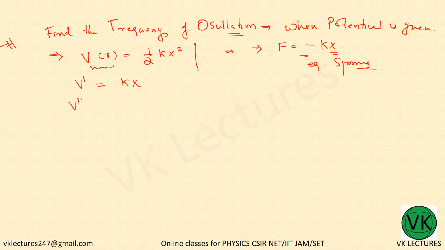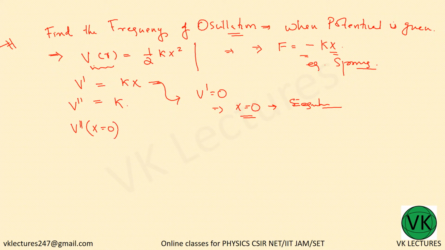Now what is v double dash? Which is nothing but k, right? Now if you put v dash equal to 0, which means x is equal to 0, that means at x equal to 0 you have an equilibrium point. We don't know whether it is stable or unstable, but we have an equilibrium point, right?